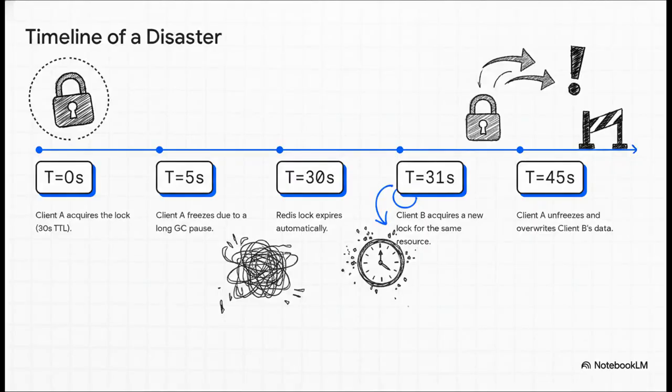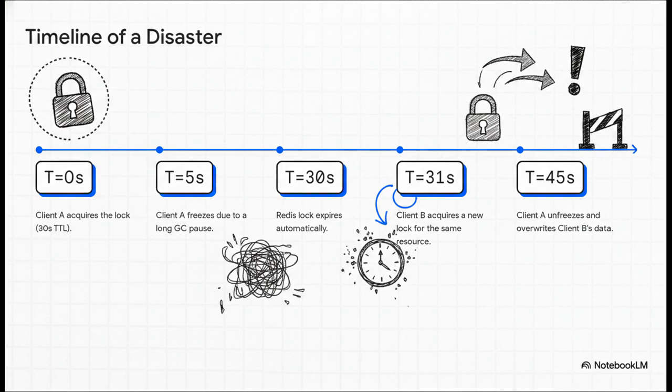At time 0, client A gets the lock. It has a 30-second TTL. It starts its work. But then, at the 5-second mark, client A's process just freezes. Maybe it's a stop-the-world garbage collection pause or a temporary network lag. Could be anything. While it's frozen, time just keeps ticking. At 30 seconds, Redis sees the lock has expired and deletes the key. At 31 seconds, client B comes along, asks for the lock, and Redis says, sure, go ahead, and grants it. Client B does its work, writes to the database.